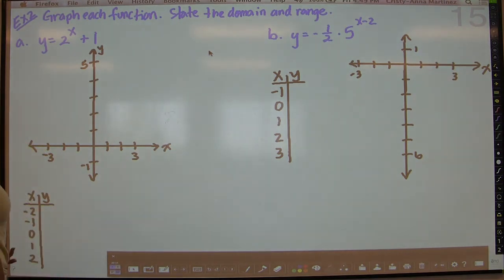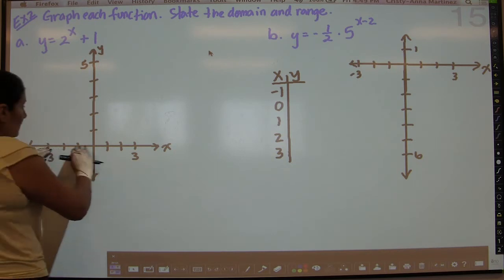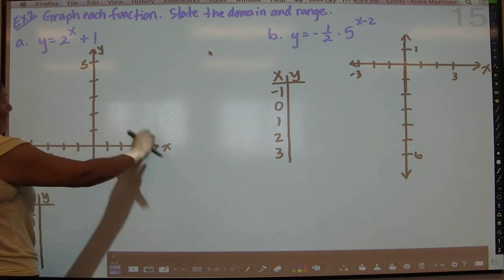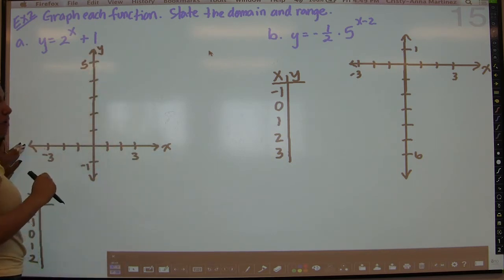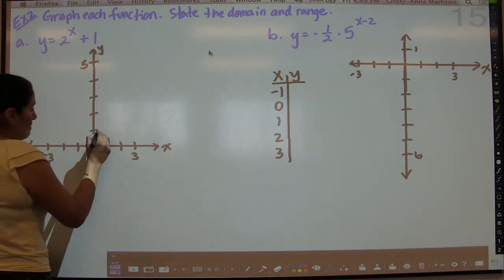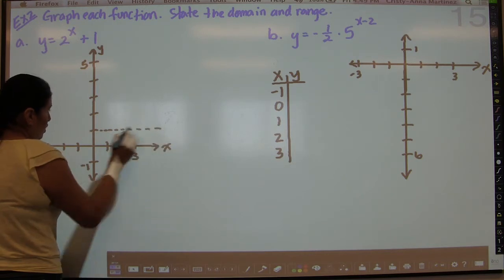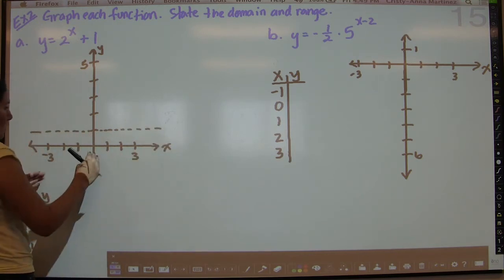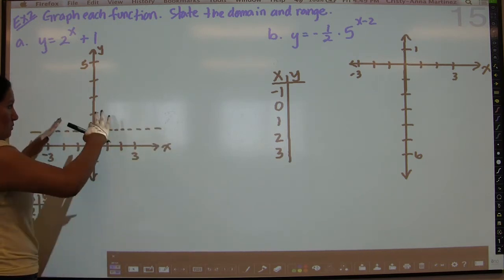So we already know that 2 to the x has the x-axis as an asymptote. But what's going to happen with this plus 1, that's a k value. So the graph is going to move up 1 unit, which means that my asymptote is actually going to be here as opposed to the x-axis. So my asymptote is moved up.